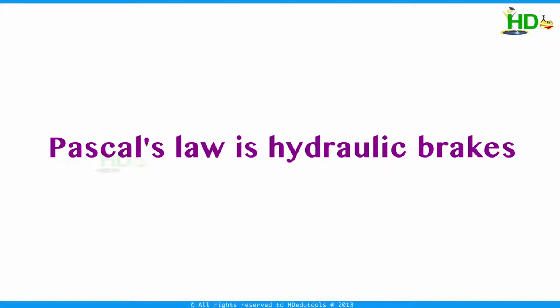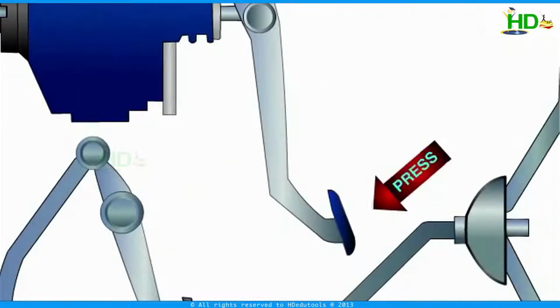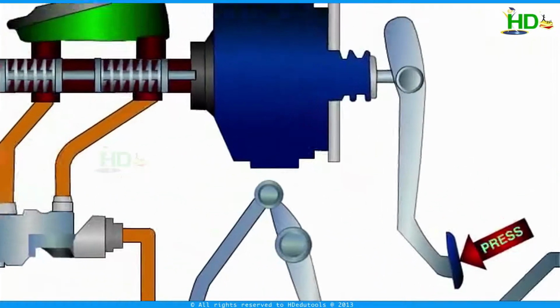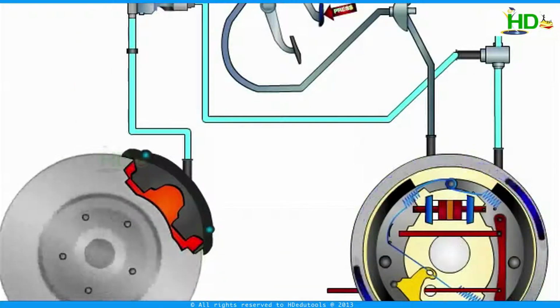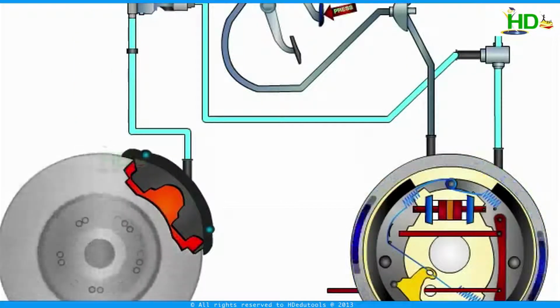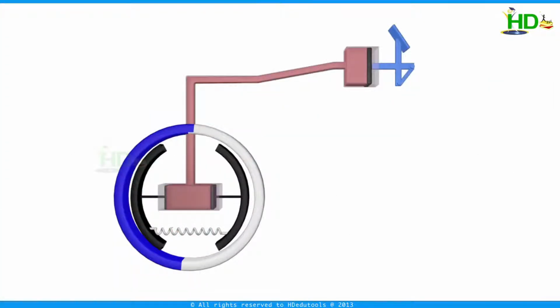Another application of Pascal's law is hydraulic brakes. Hydraulic brakes also work on Pascal's law. To stop a heavy vehicle moving with high velocity, a large force has to be applied. This is possible with hydraulic brakes, and these brakes work on the principle of Pascal's law. Say this. This is a model of a hydraulic brake. This is the brake pedal, brake levers. This is brake oil. This is called the master cylinder.